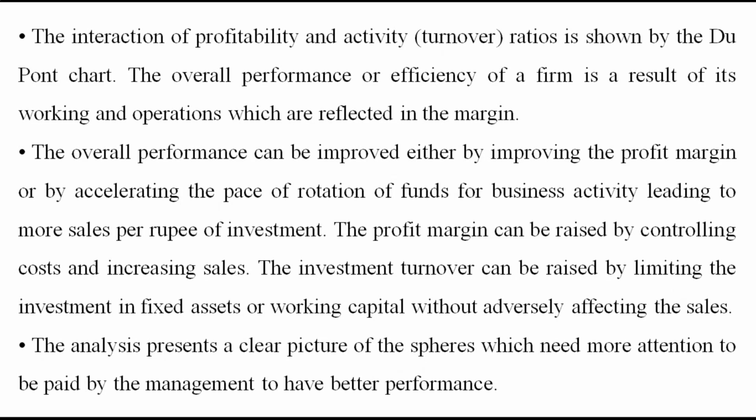So the interaction of these two ratios, as we took in the DuPont control chart, tells the overall proficiency of the business, and it clearly shows that overall performance can be improved either by improving the profit margin or by accelerating the pace of rotation of funds for each business activity, leading to more sales per rupee of investment. The profit margin can be raised by controlling the cost and increasing the revenue. The investment turnover can be raised by limiting the investment in fixed assets or working capital without adversely affecting the sales.